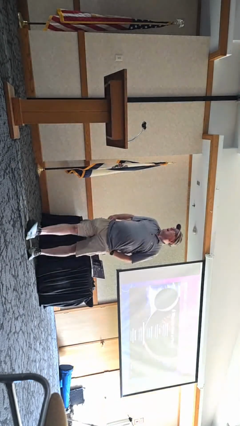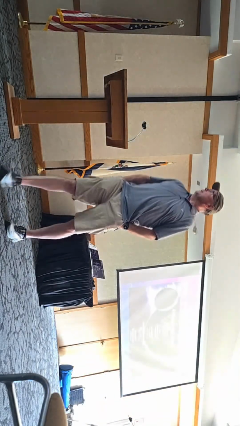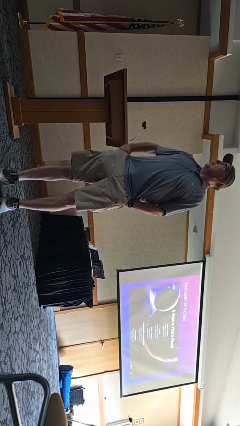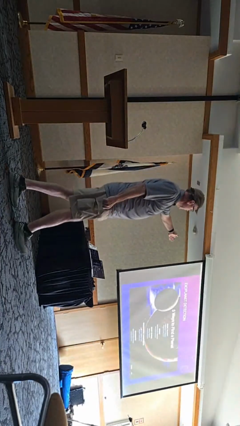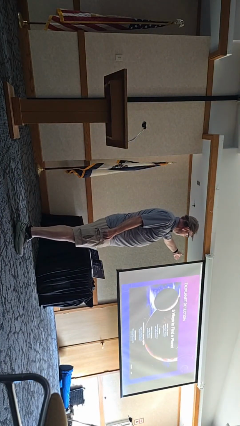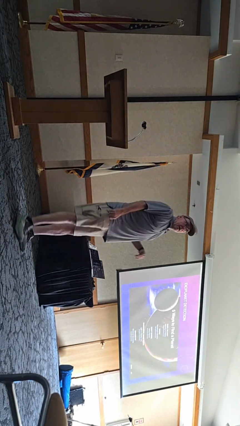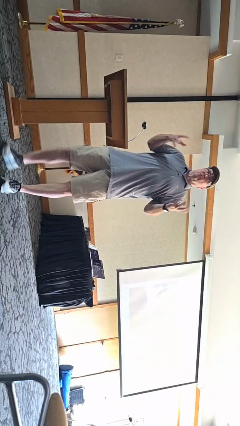So how do we find exoplanets? There are multiple ways. The one that we're going to be talking about is the transit, but some of the other ones are radial velocity. So what does that mean?